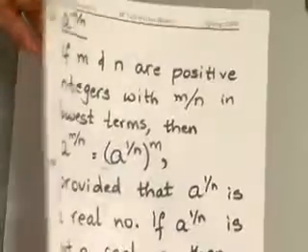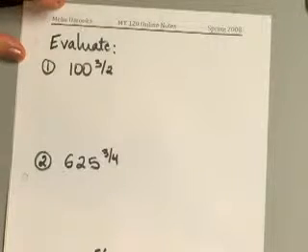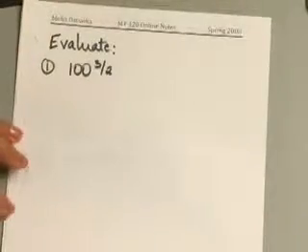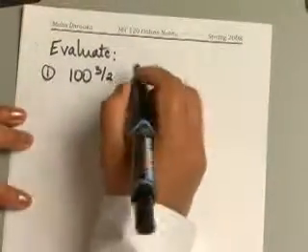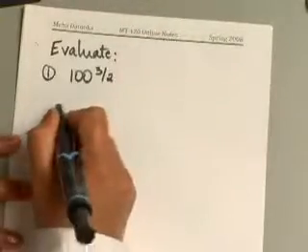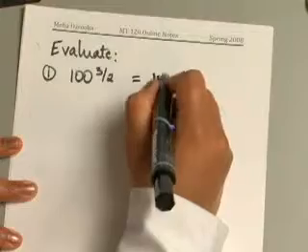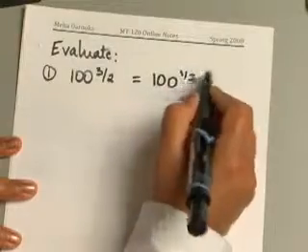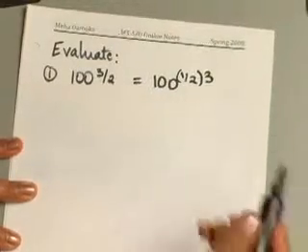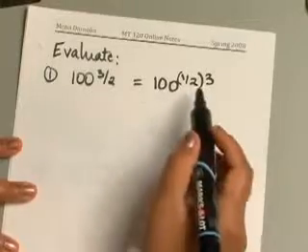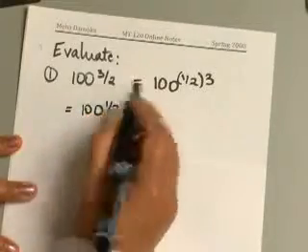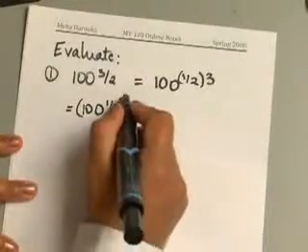Alrighty, let's take a look at some examples. Let's start with 100 to the power of 3/2. Just like it says in your example, we'll write this as 100, with the denominator as the 1/2 exponent, and the 3 will go outside, just like we saw in the earlier example. Now, you can rewrite this as 100 to the 1/2 in parentheses and then 3 on the outside.